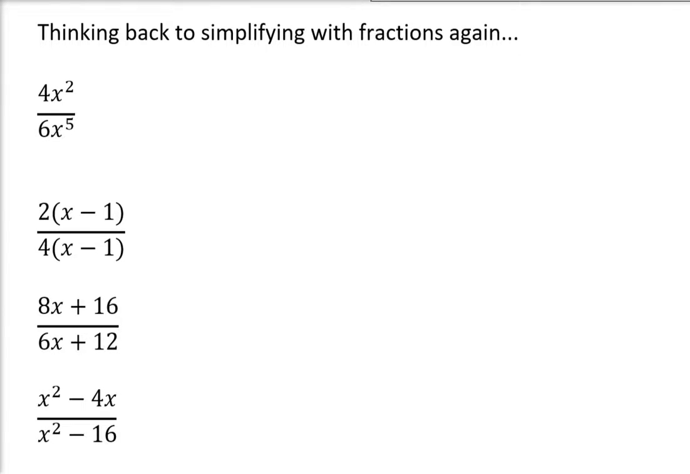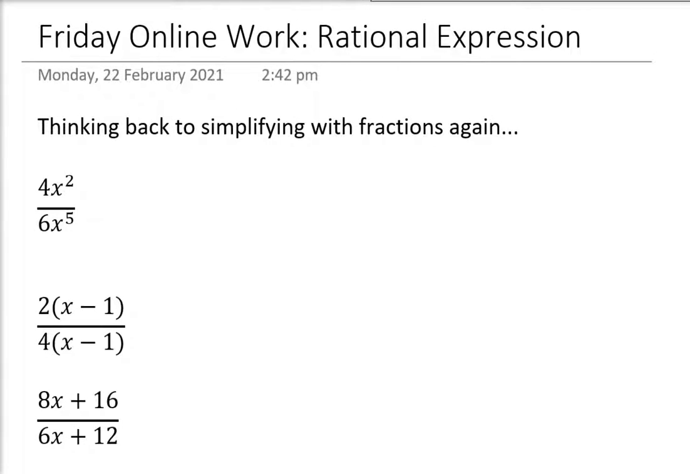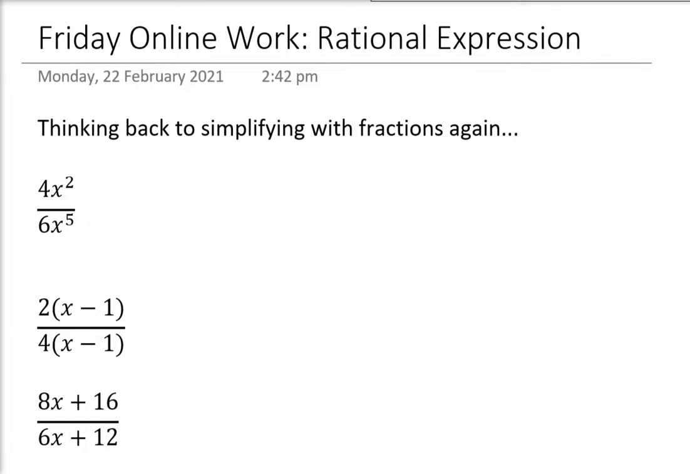Alright, kia ora everyone. So today we're going to have a look at some of our online work, which is going to be around rational expressions.